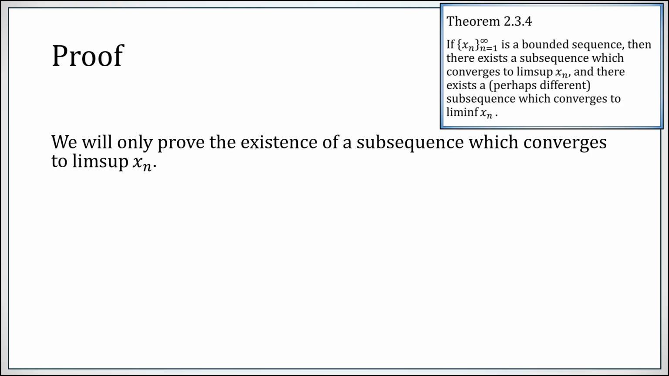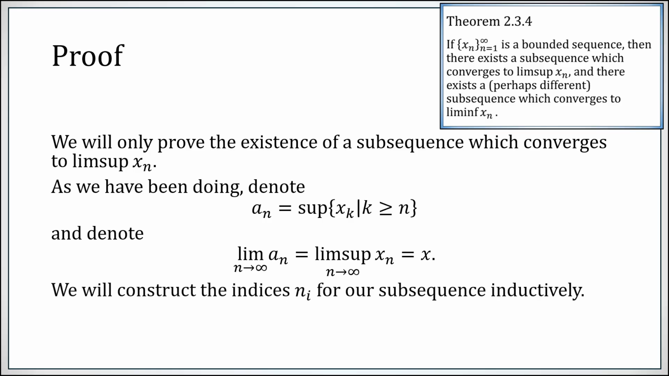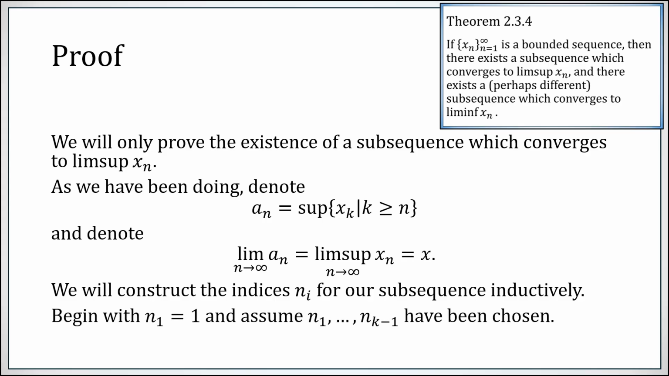Let's prove it. We're only going to do half of it. We're going to prove the existence of a subsequence converging to the limsup. It's totally analogous to construct a sequence converging to the liminf. So as we've been doing, denote by an the supremum of the n tail. And denote the limit of these supremums of n tails to be the limsup, and we're just going to call that x for convenience. We're going to construct the indices of our subsequence inductively. First, just begin with n1 equals 1. Just start somewhere, pick the first term of the sequence. Now let's inductively assume that you have chosen a bunch of terms of this subsequence.